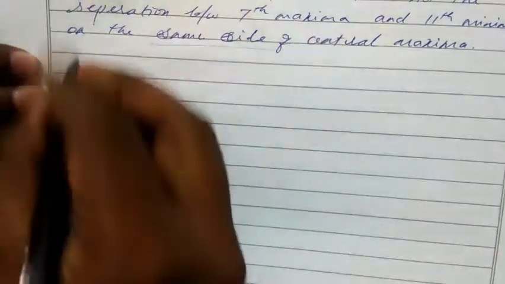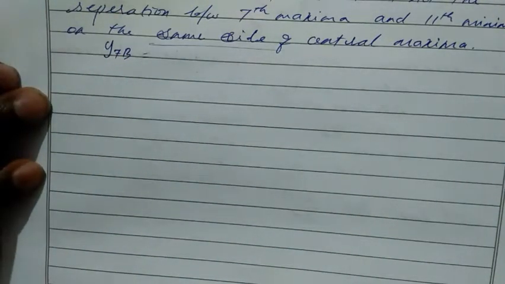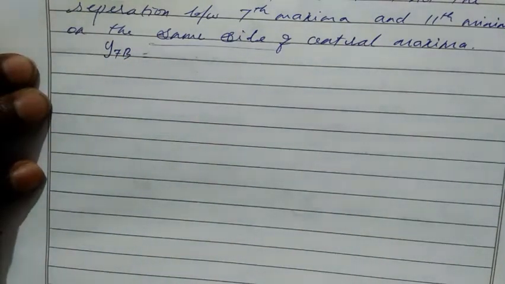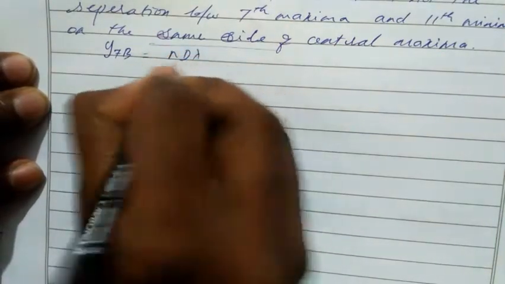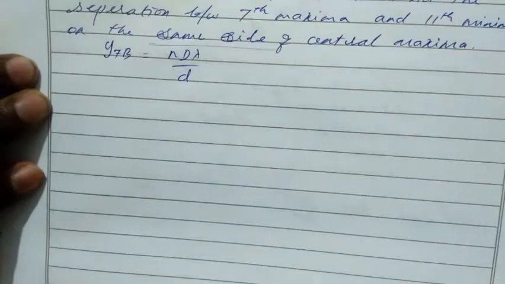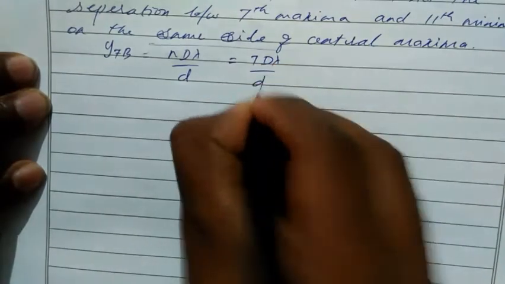So we have to find the 7th bright, y7b. For the 7th bright fringe, what is the formula? We know the formula for a bright fringe, n lambda D divided by d. Here n is 7, the 7th bright fringe. So 7 lambda D divided by d.